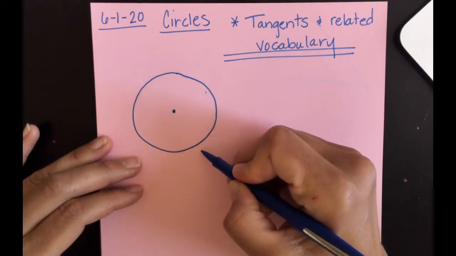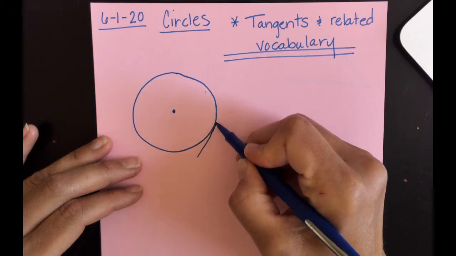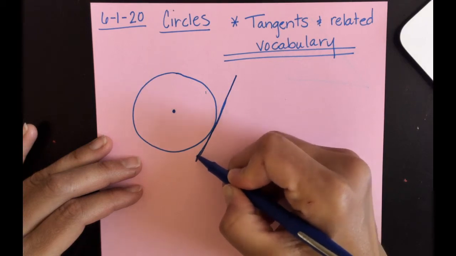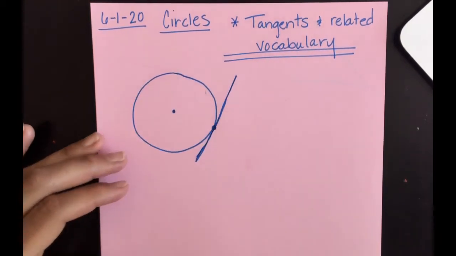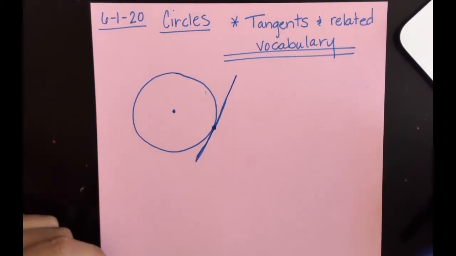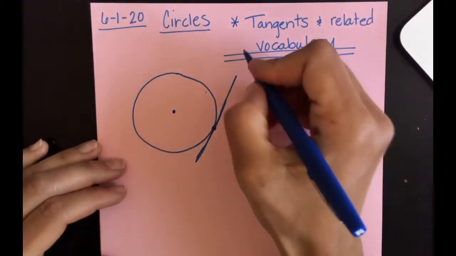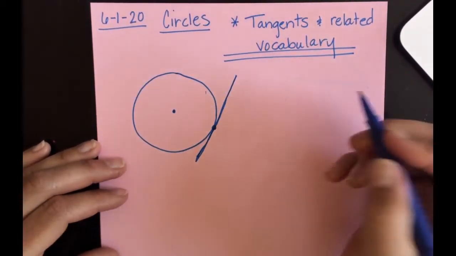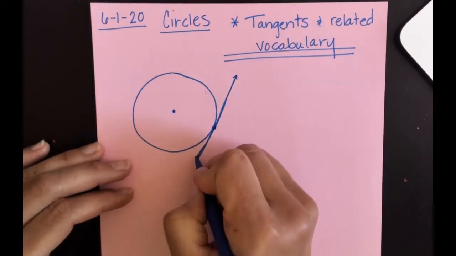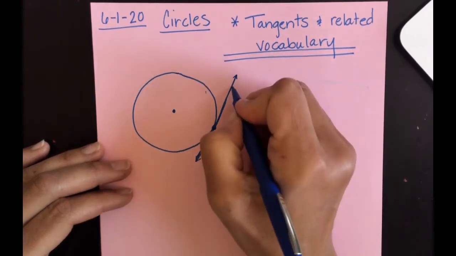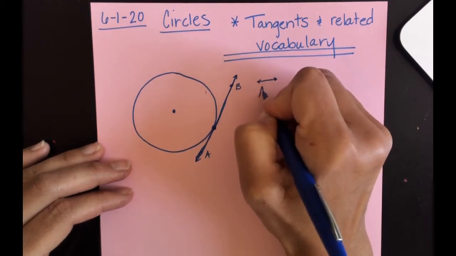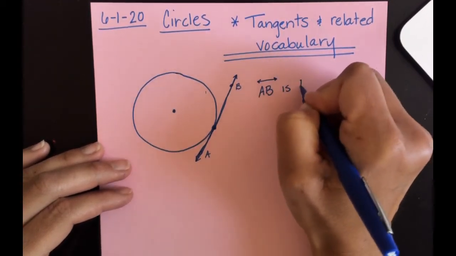And typically what happens is it looks like it skirts just the edge of our circle, and the idea is that it just touches at one point. So no matter how good or bad the drawing is, understand that in the directions, because this is kind of sloppy, in the directions it will tell you that you have line AB, and again it will tell you that AB is tangent.